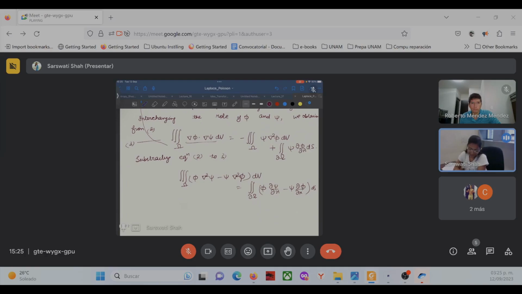Now you can see that this is the Green's identity, which we use a lot. This is known as Green's second identity.